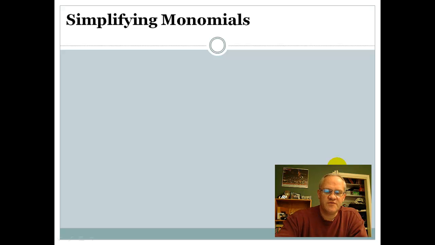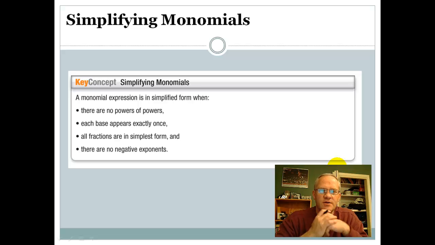All right, first of all, simplifying monomials. A monomial is simplified when there are no powers of powers. So we've got to take care of that. Anything a power raised to a power, we have to work that out. Each base appears only one time. So if you have like x squared on the top of a fraction and x to the fifth on the bottom, we have to combine those. Or if you have like a y to the fifth times a y to the seventh, we have to get those combined as well. So we can't have more than one base in there. Any fractions that you have need to be simplified.